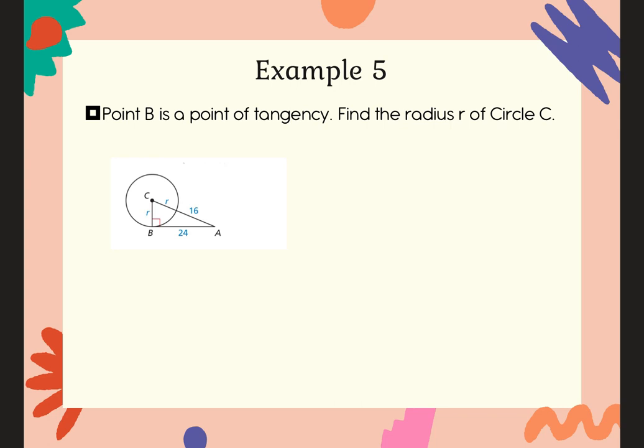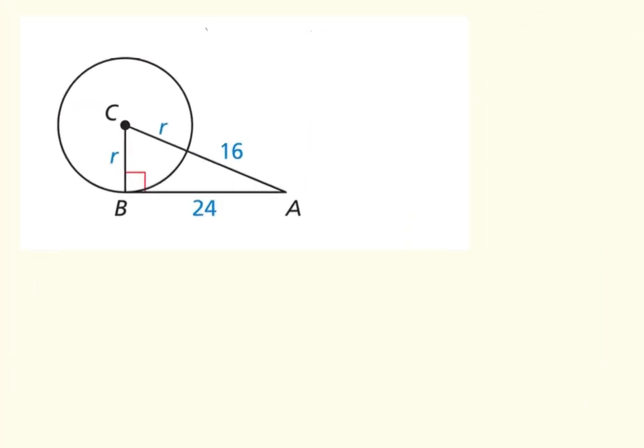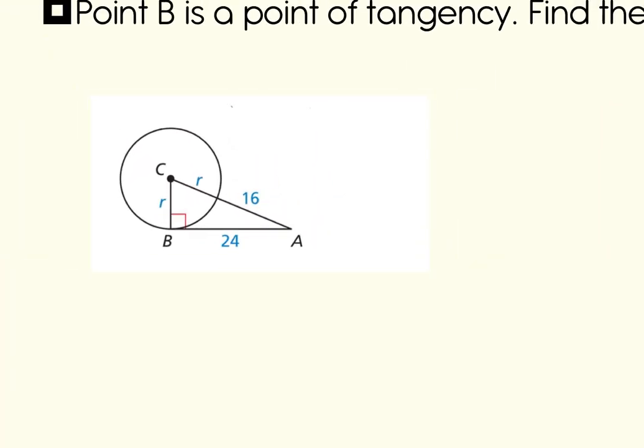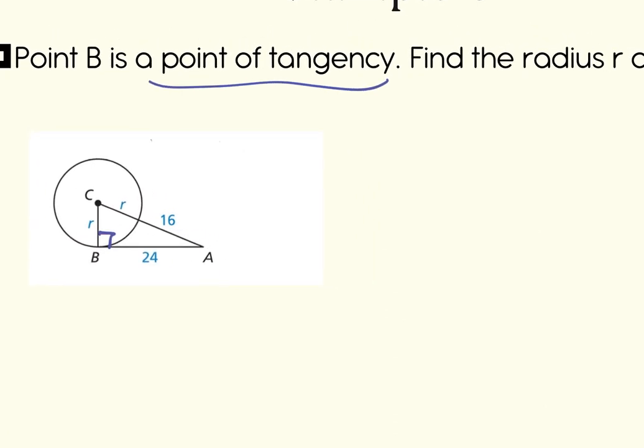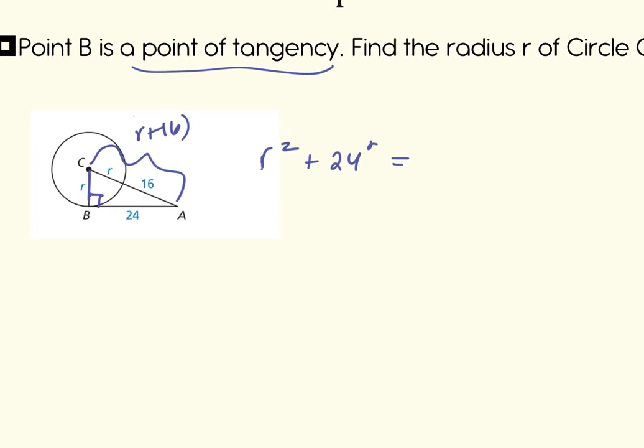All right, so example 5 says point B is a point of tangency to circle C. Find the radius R of circle C. This time, it didn't even need to have this right angle mark, to be honest, because it tells you that it's the point of tangency. As soon as you know that, you know that's a right angle. So to find R, I have to set up my Pythagorean theorem, okay? The R from here would be squared plus the 24 squared, but that would equal this whole side, which is now R plus 16. So it would be R plus 16 squared.